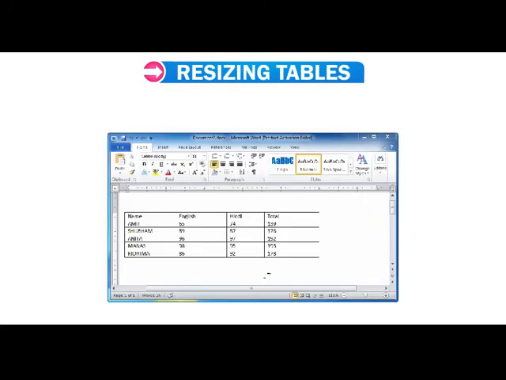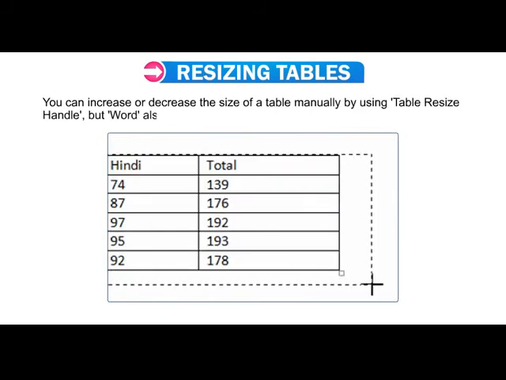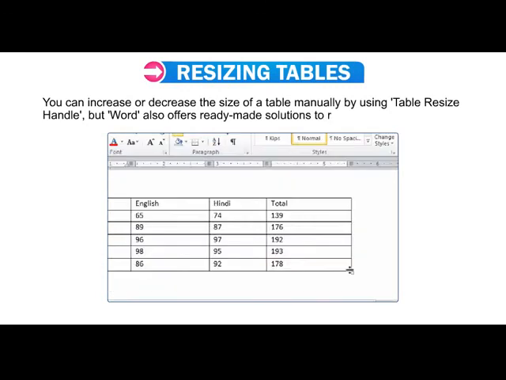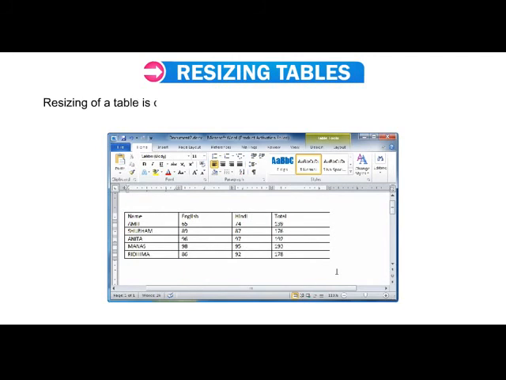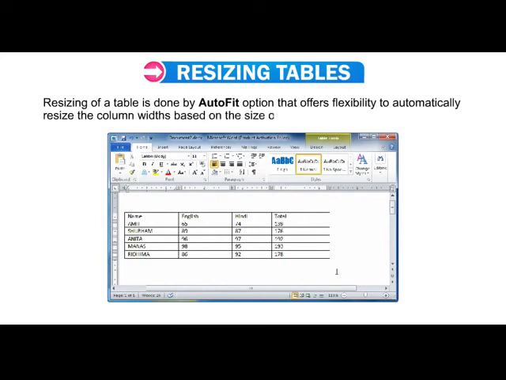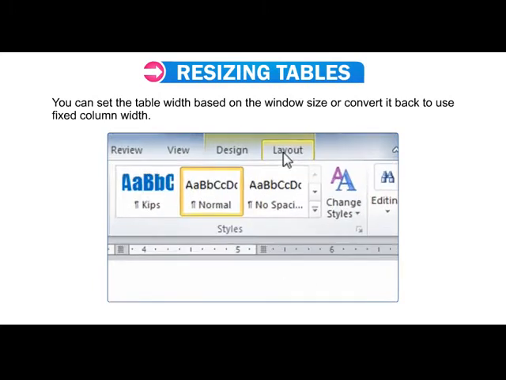Let's now learn how to resize tables. You can increase or decrease the size of a table manually by using Table Resize handle. But Word also offers ready-made solutions to resize the table. Resizing of a table is done by AutoFit option that offers flexibility to automatically resize the column widths based on the size of text in them. You can set the table width based on the window size or convert it back to use fixed column width.